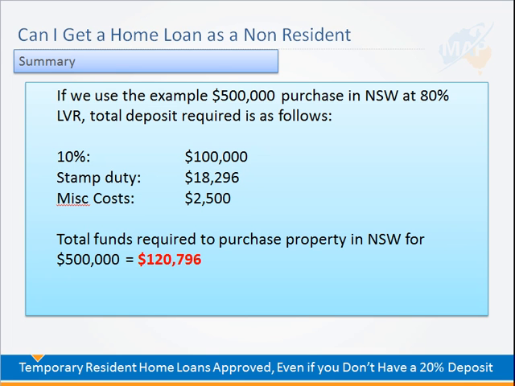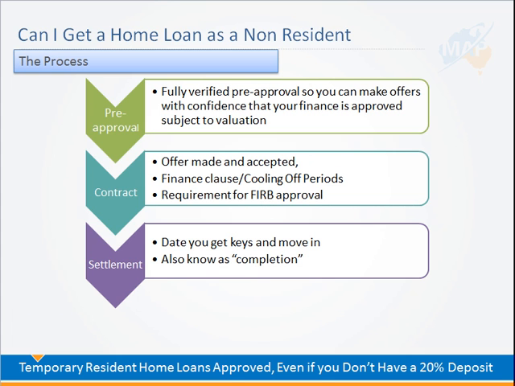So if we just summarise that example, if you're buying a property for $500,000 in New South Wales, you need $100,000, which is your 20% deposit. Stamp duty is $18,296, and your miscellaneous costs are $2,500, meaning you need in total $120,796. Excuse the typo there; it says 10%. That should say 20%. The process to get approved is roughly as follows.